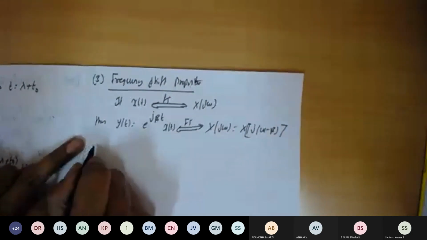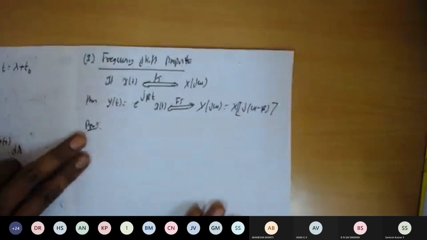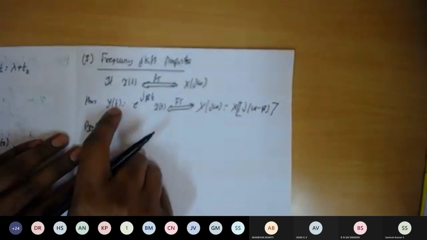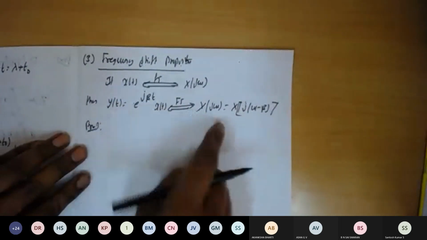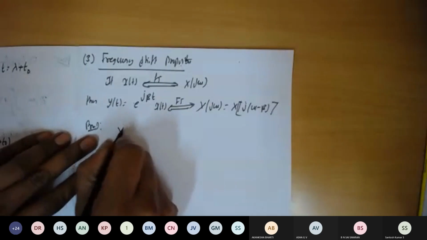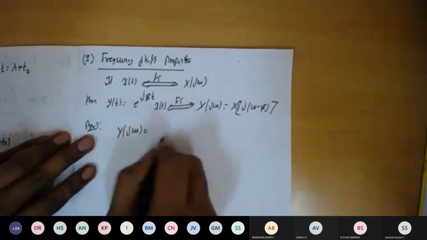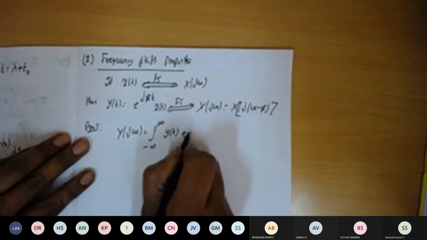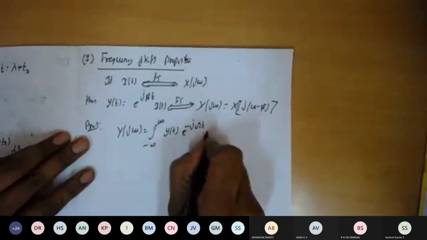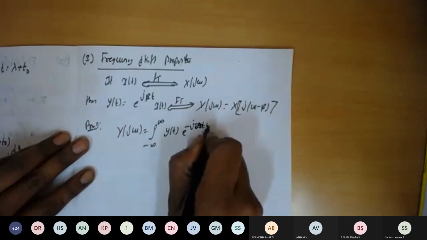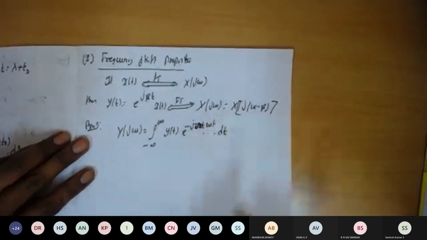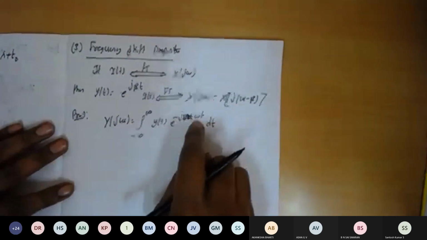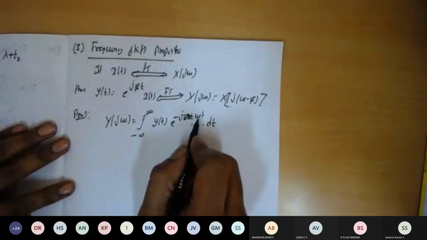So let us find the proof of this property. In order to prove this, I'll take the Fourier transform of y of t and in place of y of t, we are going to substitute this and prove the property. So the Fourier transform of y of t is Y of j omega, which is the integral from minus infinity to plus infinity of y of t into e to the power of minus j omega t into dt. Small omega t into dt. If it is small omega, it's a Fourier transform. If it is capital omega, it's a discrete time Fourier transform.